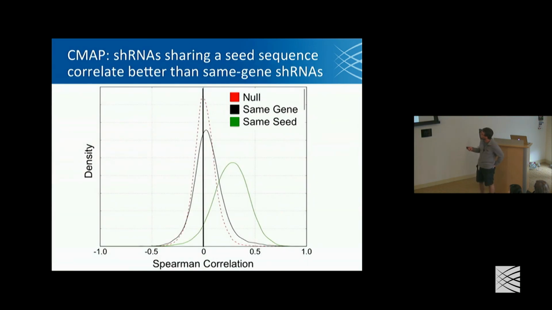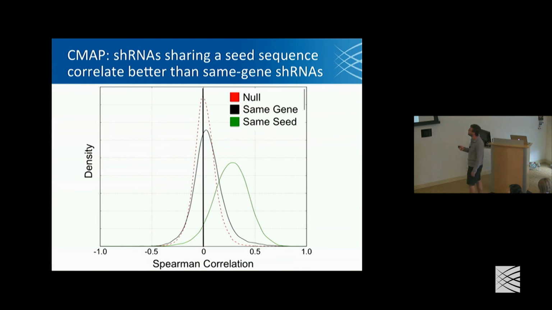And what you see is that, okay, what's plotted on the x-axis of this histogram is Spearman correlation. How similar are any two shRNA signatures? And if I get close enough, I can actually fit my laser pointer in between the null distribution and the pairs of shRNAs targeting the same gene, but obviously there's not a lot of signal there.